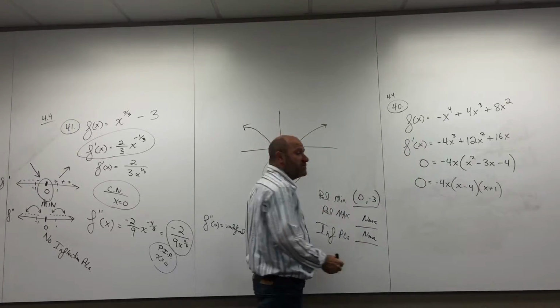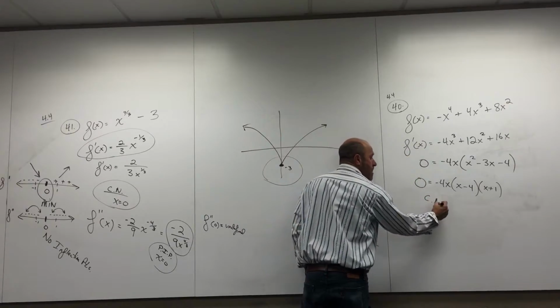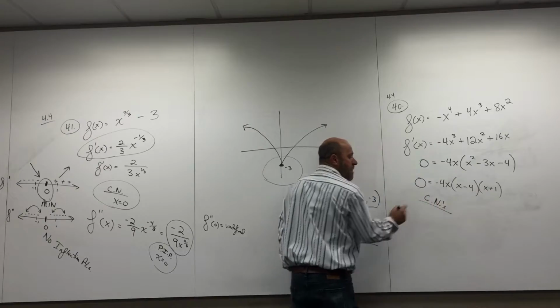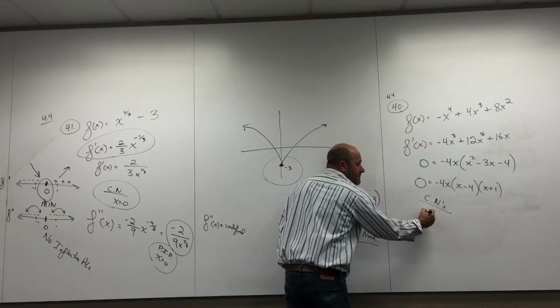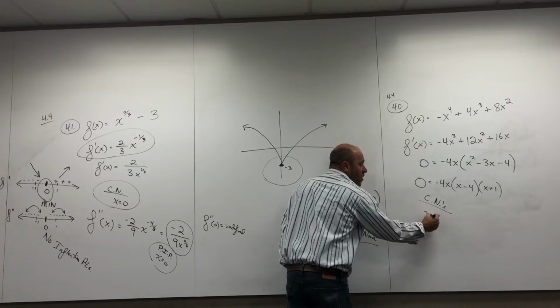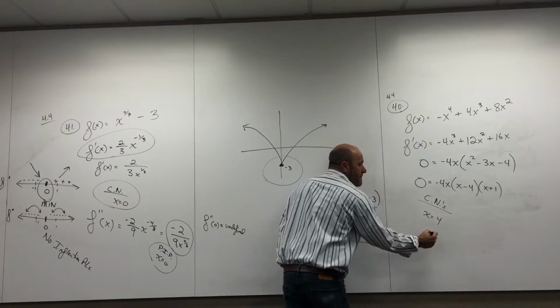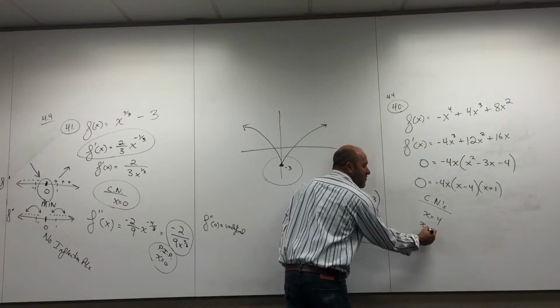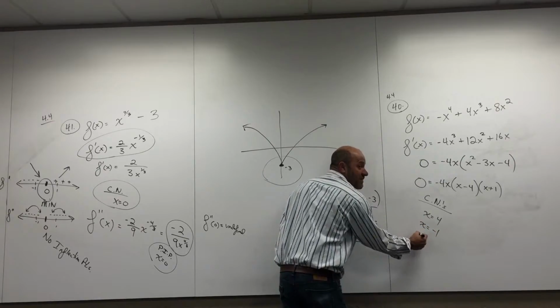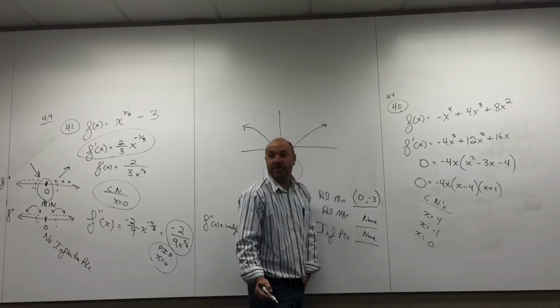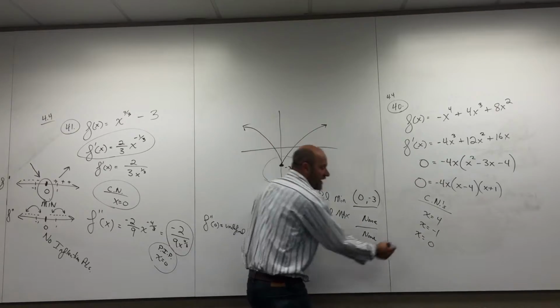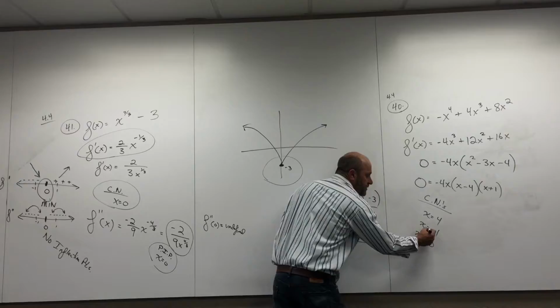So my critical numbers are, what are they? 4, negative 1, and 0. Yeah, when you set those factors equal to 0, that's what you get. Cool. I got 3 critical numbers.